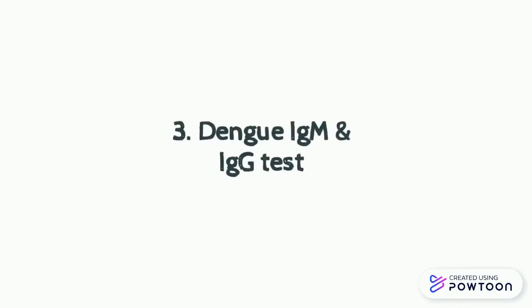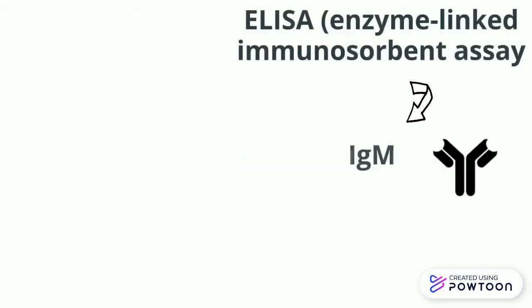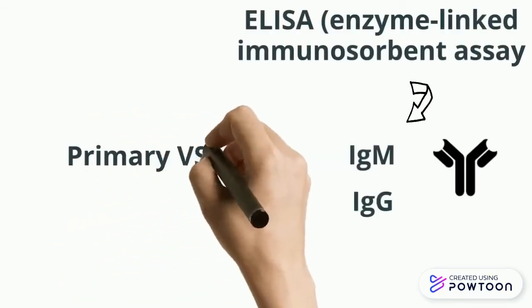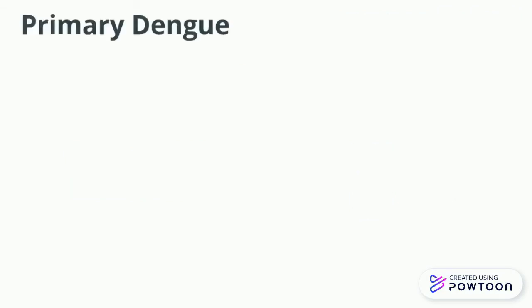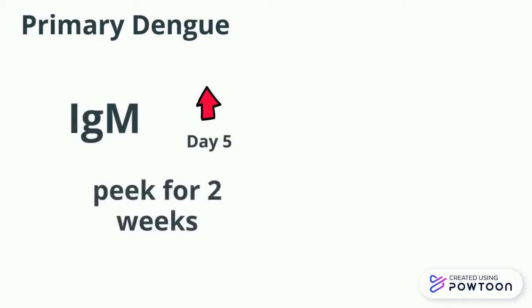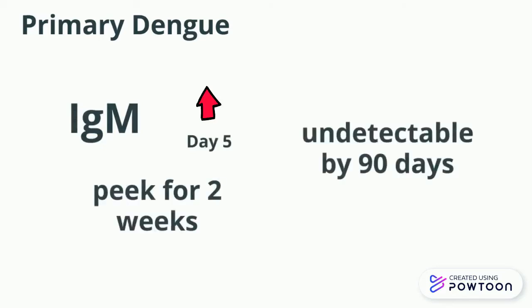Third, dengue IgM and IgG test. The IgM and IgG, which are detected by ELISA, are mainly used to separate primary infection from secondary infection of dengue fever. In simple terms, it tells you whether you are having dengue for the first time or not. IgM will have a higher level if you are having dengue for the first time after day 5 and it will peak for 2 weeks after the onset of symptoms and become undetectable by 90 days.